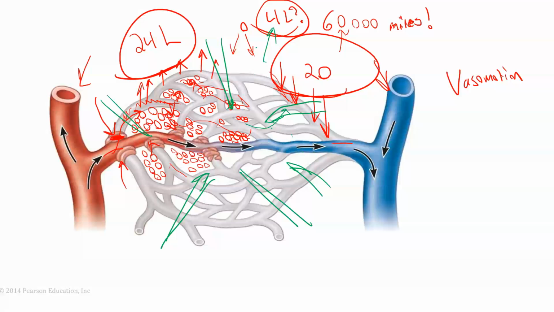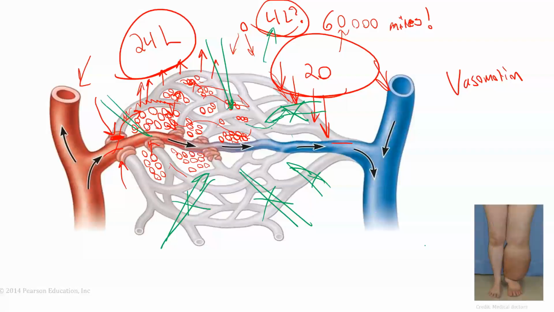All right, so the 4 liters a day gets collected in the lymphatic vessels. Now, if these get blocked for any reason, that 4 liters can actually accumulate, and so it doesn't get collected. And if it accumulates, it causes swelling, and this is a condition known as lymphedema.